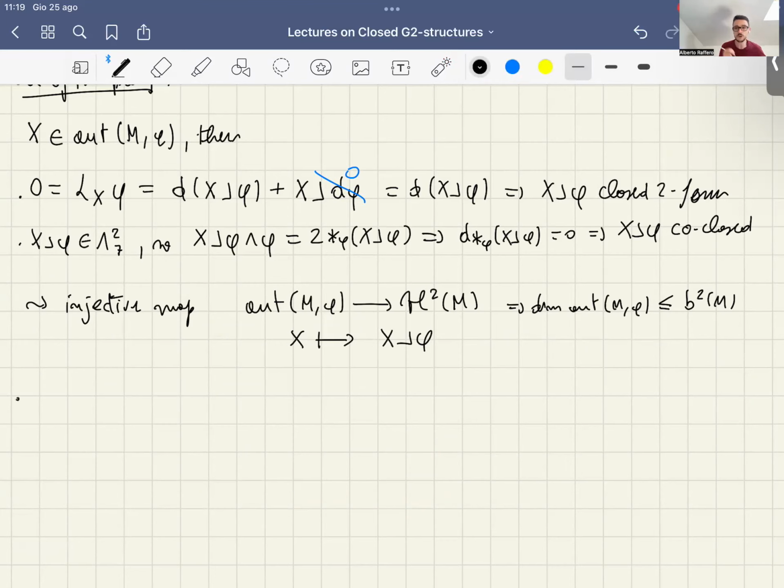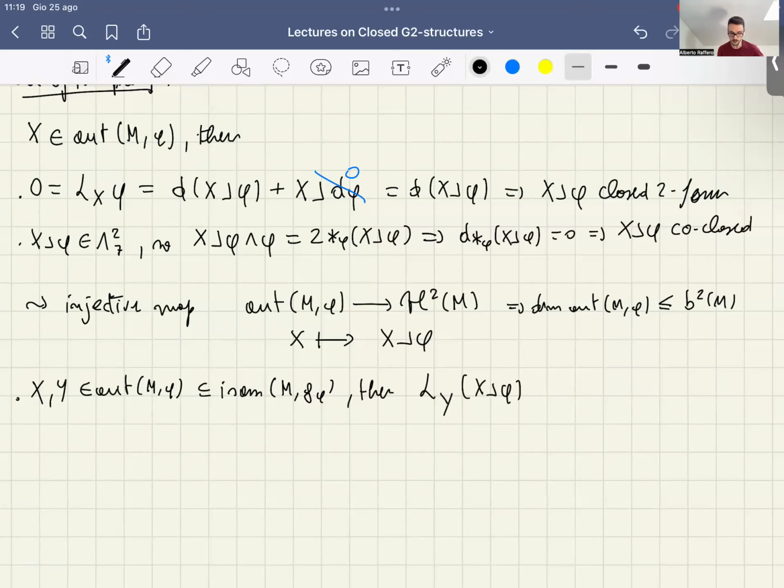Moreover, how to show that the automorphism algebra is abelian? If you pick two vector fields belonging to the automorphism algebra, then they are in particular, as we said, Killing vector fields for the metric g induced by the three-form phi. This implies that if you take the Lie derivative of the contraction of phi with X with respect to Y, then this will be 0. And this is because the contraction of phi with X is a harmonic two-form, and Killing fields preserve harmonic forms on compact manifolds.